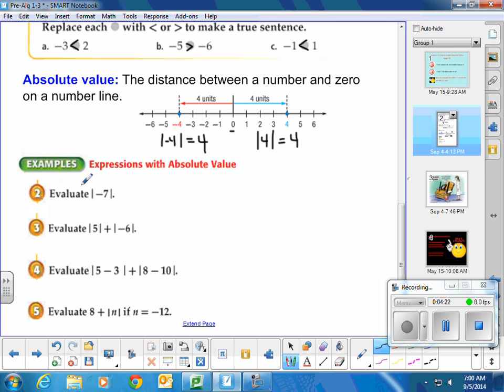Evaluate the absolute value of -7. Well, -7 is 7 units away from 0. That's the easy one. As we go on, these get a little bit trickier, but still not so bad. Absolute value of 5 plus the absolute value of -6. The absolute value of 5 is 5. The absolute value of -6 is 6. And 5 plus 6 is 11.